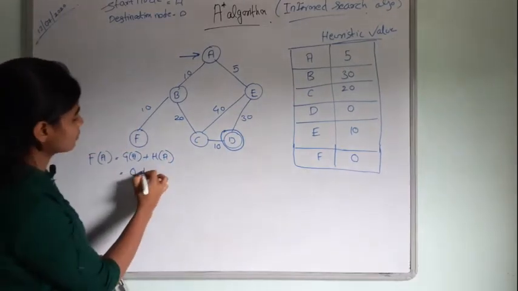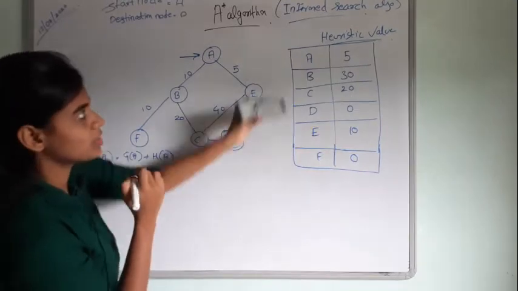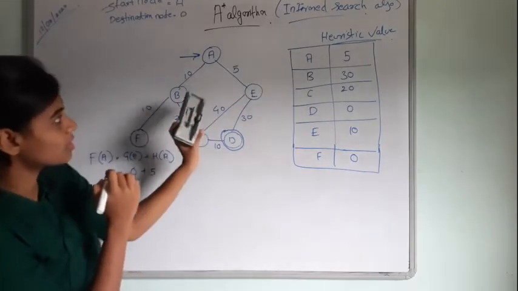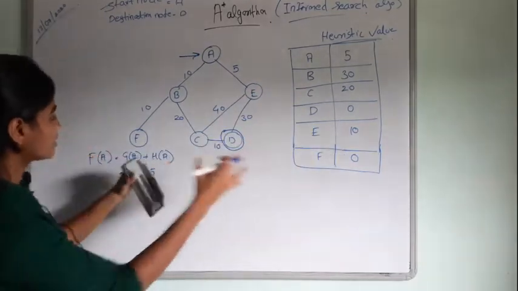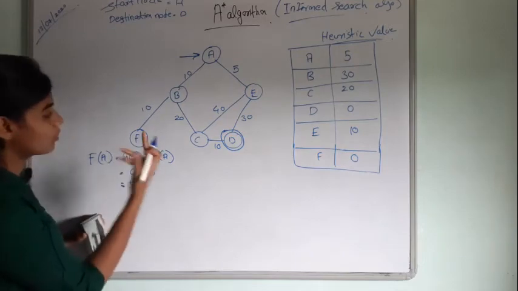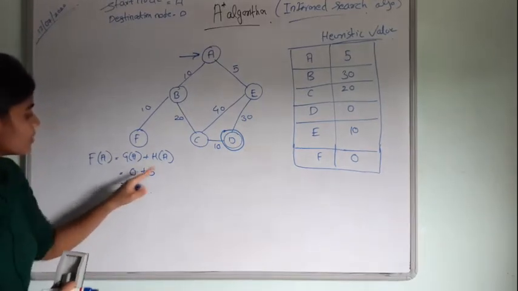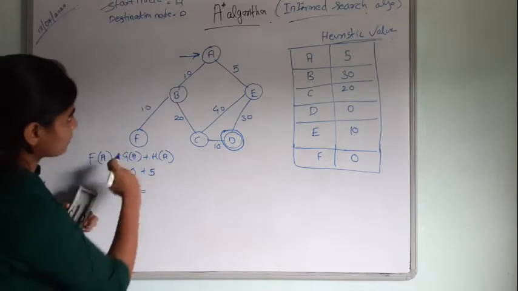Okay. So remember, there is a table. You must draw a table so that you understand the heuristic values. You have to write the heuristic values on the side of the graph, so you can understand what the heuristic value is and what the cost is. So 0 plus 5 is 5, the F of A. F parameter of A.